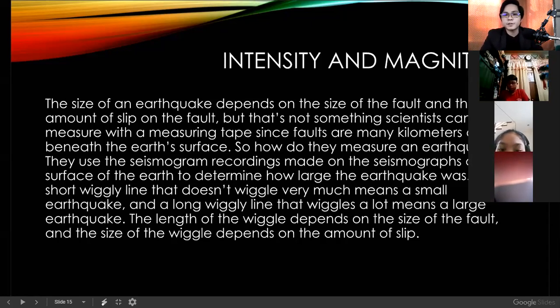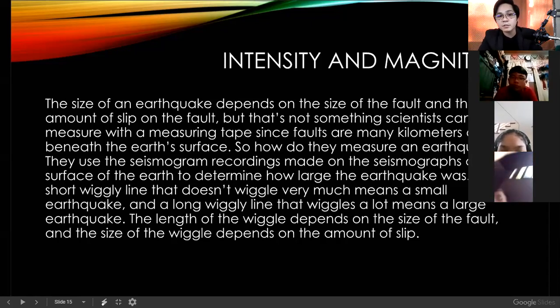So how do they measure the earthquake, by the way? They use seismogram or seismograph recordings. Seismograph, okay? Seismograph is the instrument used. Seismogram is the output, or the printed output, made on the seismographs at the surface of the earth to determine how large the earthquake was. A short wiggly line that doesn't wiggle very much means a small earthquake.